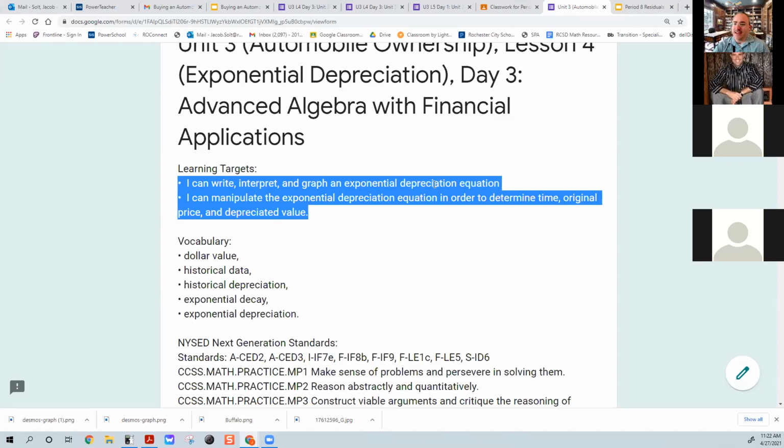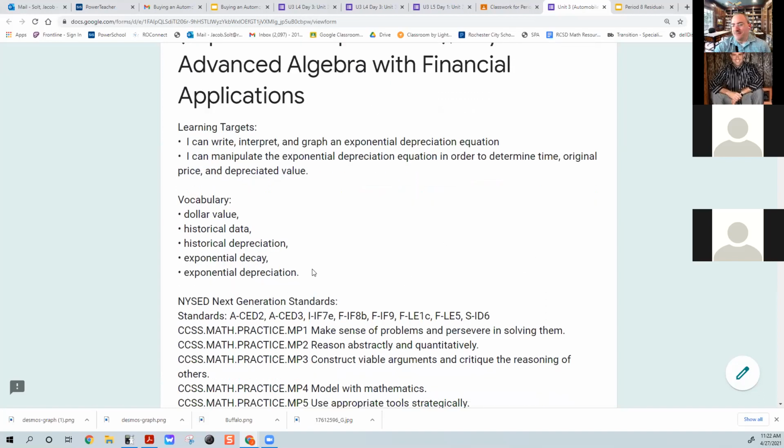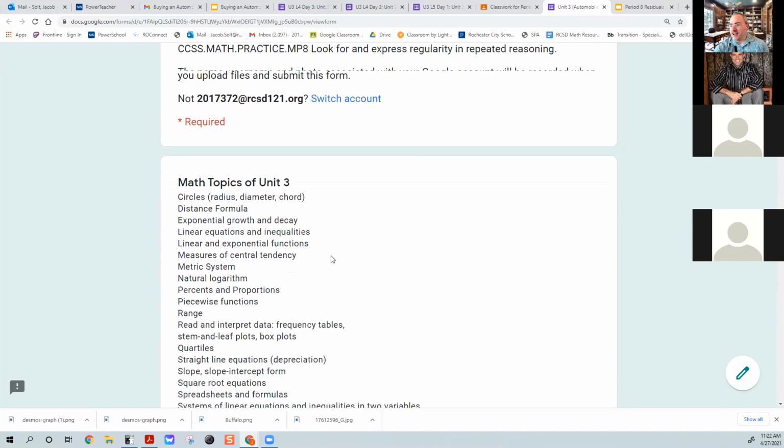And the second learning target is I can manipulate the exponential depreciation equation in order to determine time, original price, and depreciated value. We're not going to play around with time so much. That gets into natural logs, which I'm going to show you, but we're not going to mess around too much with that. All right, we went over the vocabulary last time.